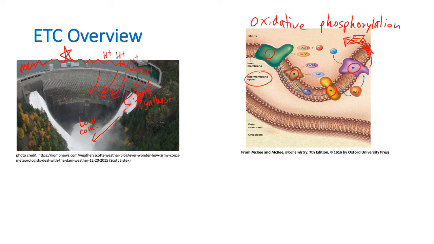Now, what I want to mention about this is that we are going to unpack complex 1 and 2. We're going to talk about what this UQ is. Complex 3, we're going to talk about what cytochrome C is, and complex 4. And we're also going to talk about the final ATP synthesis using ATP synthase. This is the reason we breathe oxygen, okay? It is to derive energy. Oxygen serves as the final electron acceptor in complex 4 in the electron transport chain.